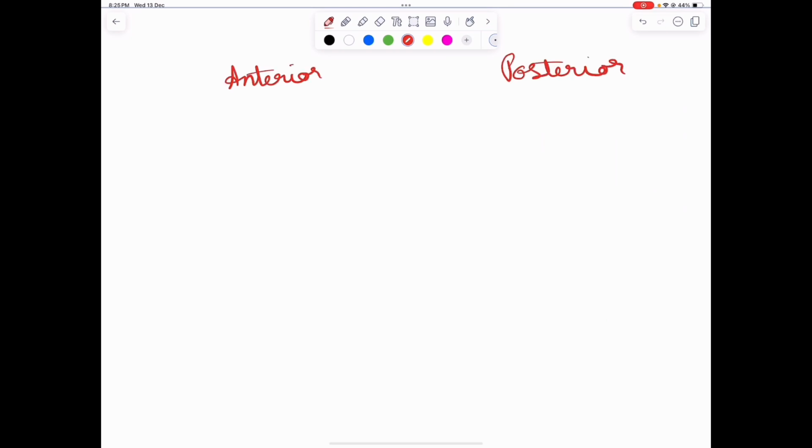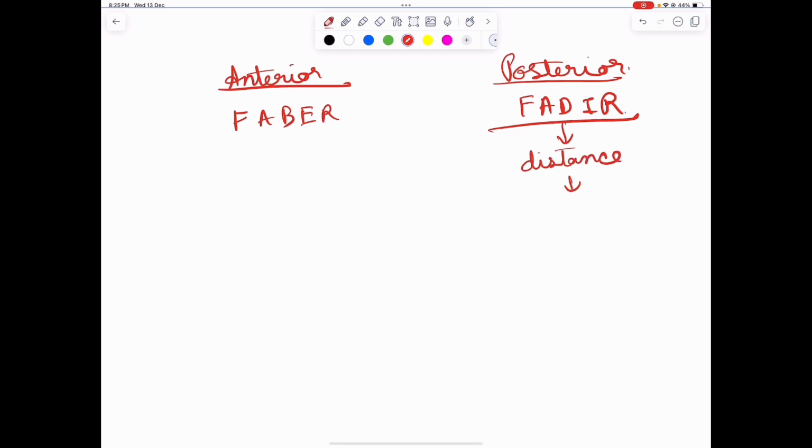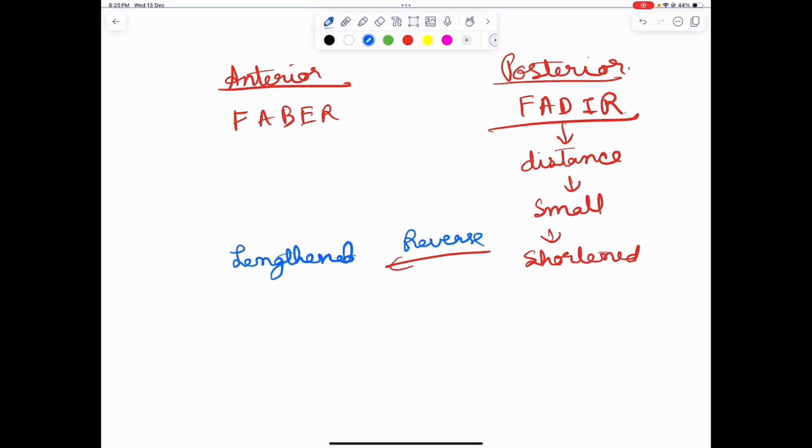Now often anterior and posterior dislocation of the hip is asked. How to remember? In anterior we have FABER, and in posterior we have FADIR. Something that is going into the distance will appear small, so the limb is shortened here. In the reverse, the limb is lengthened. Now in posterior the sciatic nerve will obviously be affected, and in anterior the femoral nerve. Anything that is going away from you will be going far.